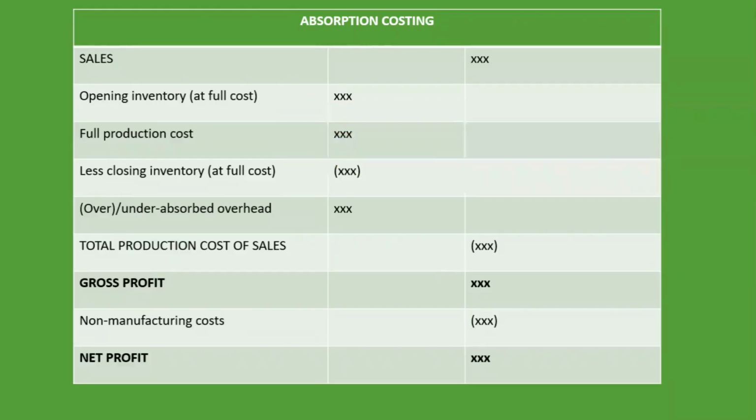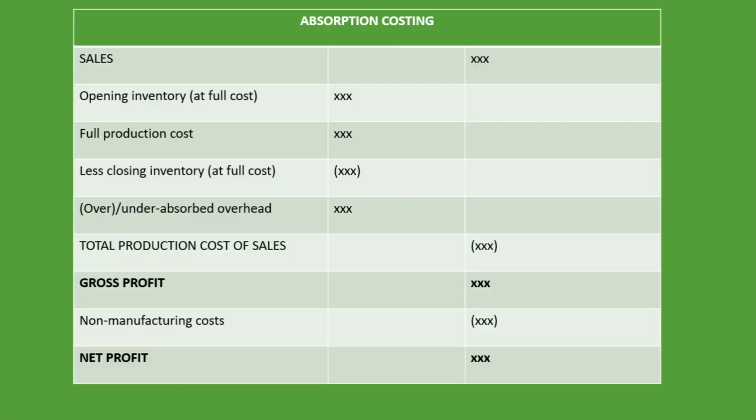So let's continue. After we've done that, we will total this up, and then we get the total production cost of sales. Total production cost of sales, and we put that here, and obviously it's in brackets. And then we take the sales minus the total production cost of sales. We get the gross profit here, and then after the gross profit we have non-manufacturing costs, which we deduct, and after non-manufacturing cost we have our net profit. And that is the ultimate goal with this. We're trying to get the net profit using the method that you're asked to use.